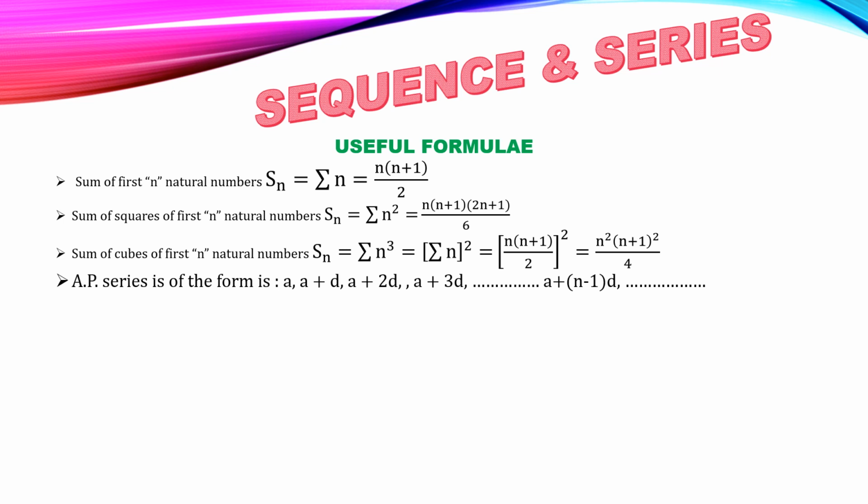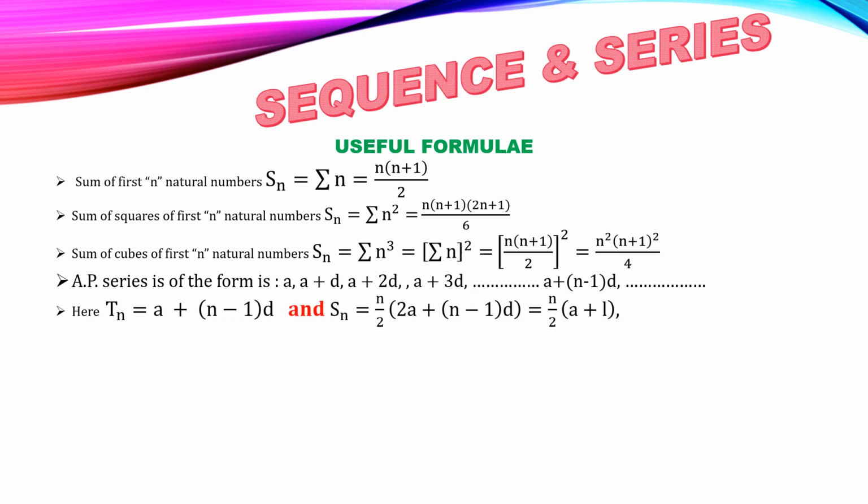And next one is, here we observe that the sequence may be defined as three types of series. First one is arithmetic progression or arithmetic series, which is in the form a, a plus d, a plus 2d, a plus 3d, and so on, a plus n minus 1 into d. And here a plus n minus 1 into d is denoted by tn, that is the nth term of arithmetic progression, that is a plus n minus 1 into d.